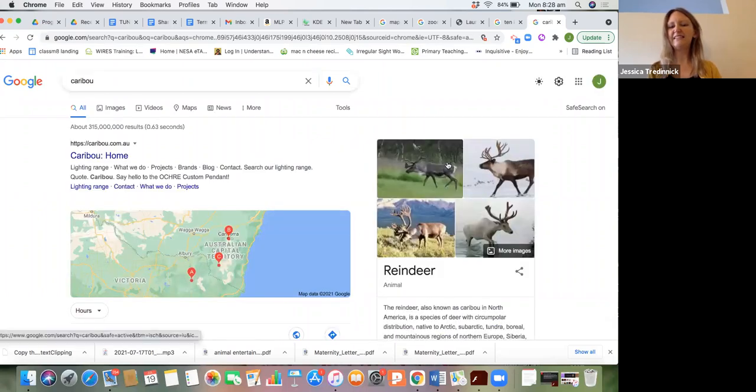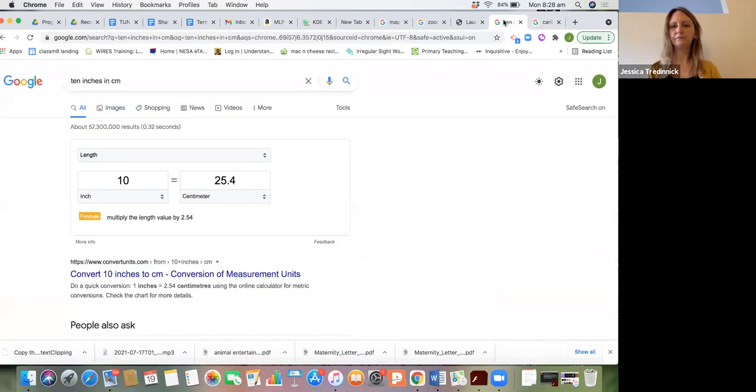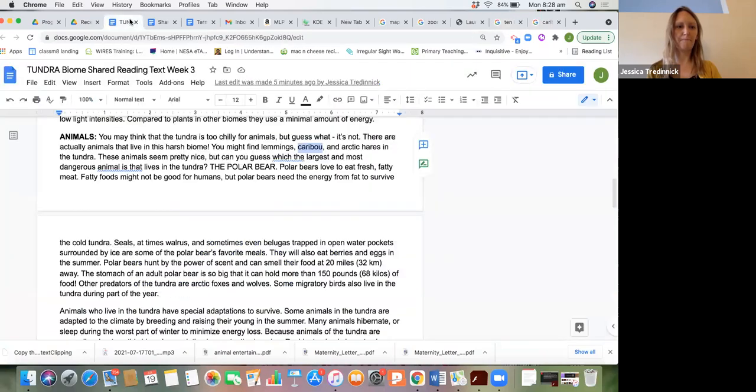There you go. It's like a deer. Yeah, so a type of deer. Okay, and Arctic hares. So I know that a hare, like the tortoise and the hare, I'm bringing in my knowledge that it's a rabbit in the tundra. These animals seem pretty nice, but can you guess which the largest and most dangerous animal is that lives in the tundra? The polar bear. Interesting that the polar bear can survive in the tundra.